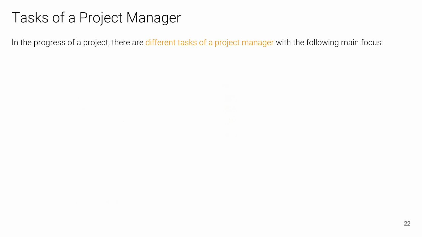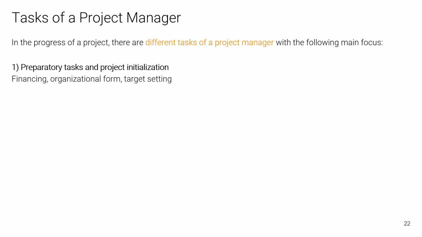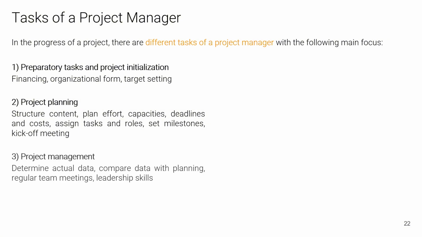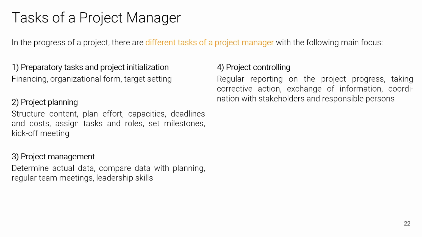Here we see again the different task packages for a project manager listed. There are of course preparatory tasks such as project initialization. The project planning must be accomplished. A project management is required. For this, it is of course necessary to know about all sub-project statuses, challenges, upcoming tasks, etc. Maybe the project plan has to be revised here. This is where project planning and control directly overlap.